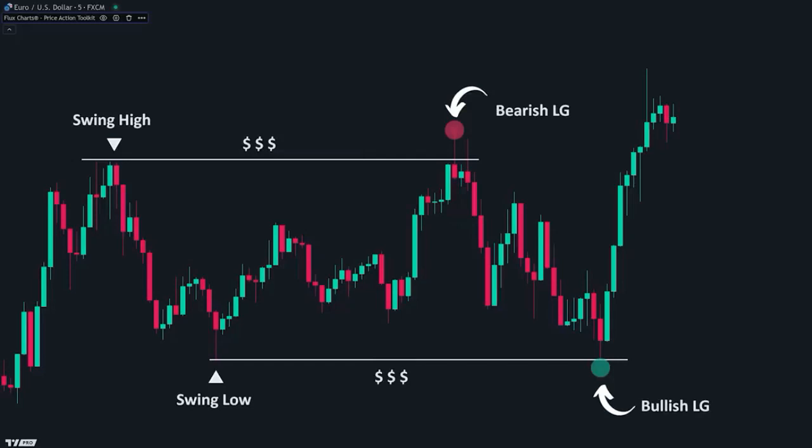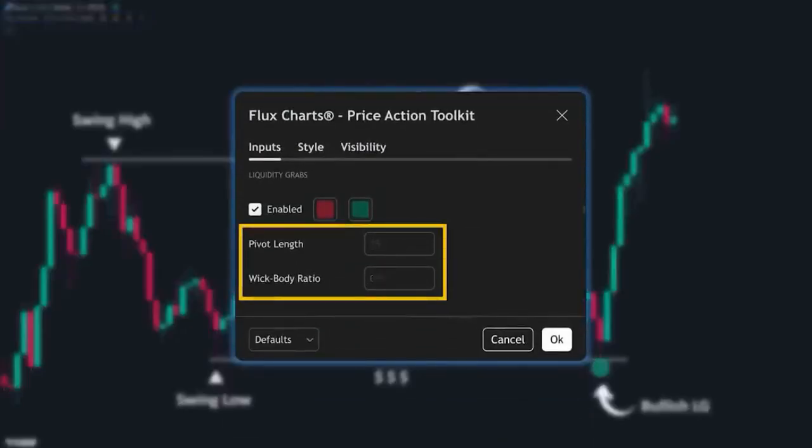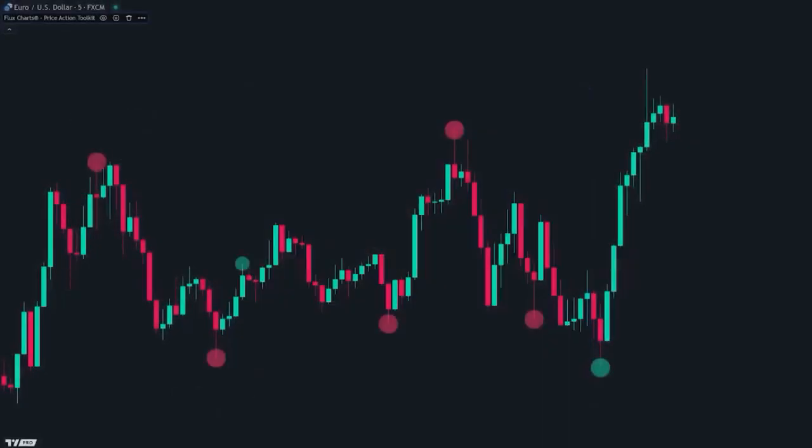These signals can be powerful for trade entries, especially when combined with other concepts. If you decrease the pivot length and wick body ratio, the indicator identifies more liquidity grabs because it becomes more sensitive. This means it will catch smaller wicks and more price movements that could be signs of liquidity being taken.